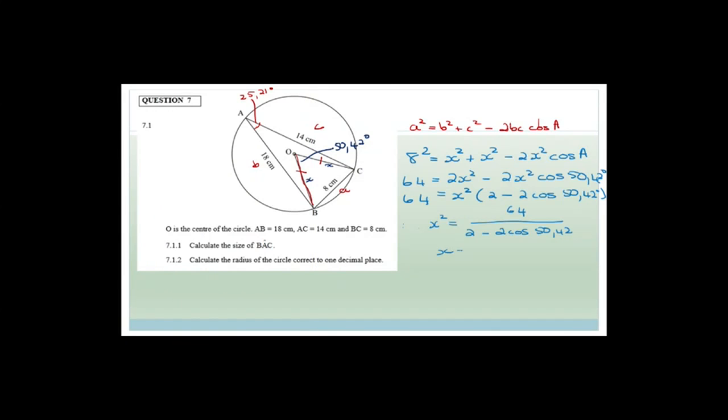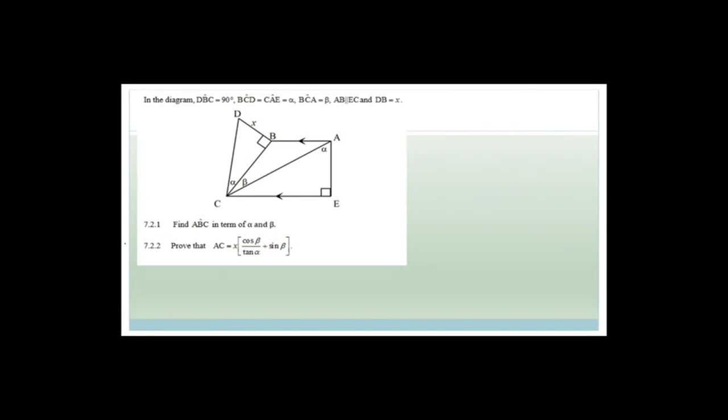So x equals 9.4 centimeters. Very nice question. And quite sneaky the way it looks like a circle geometry question, but in fact, it's actually to do with trig. Right, let's do this question.